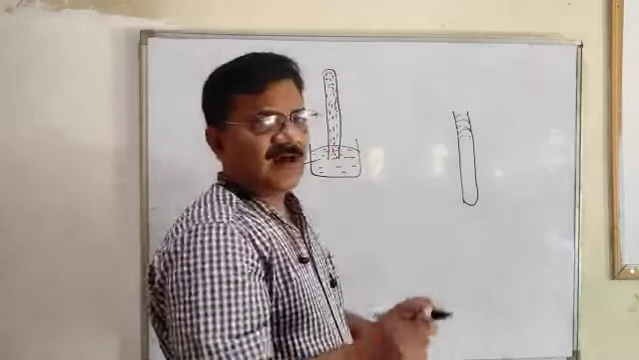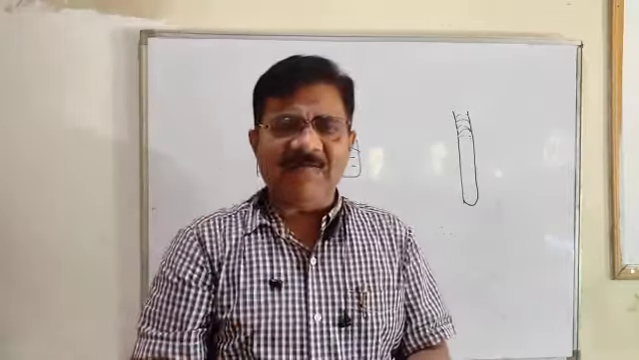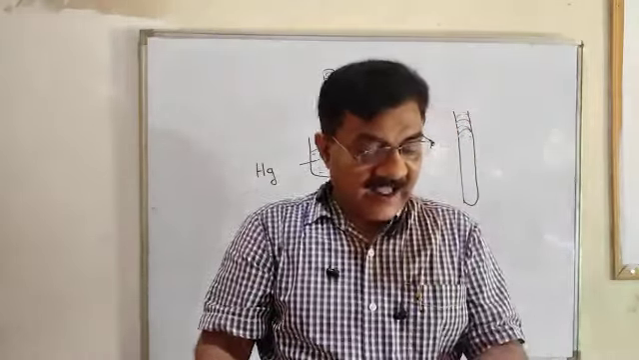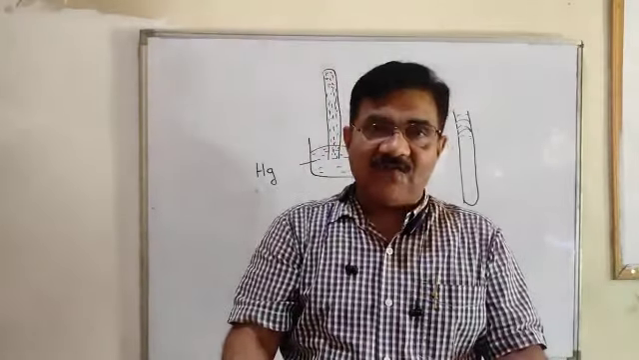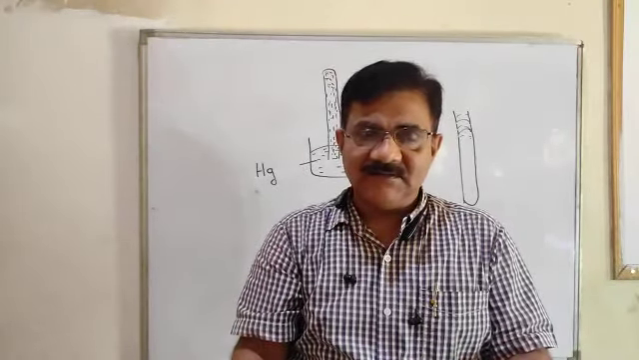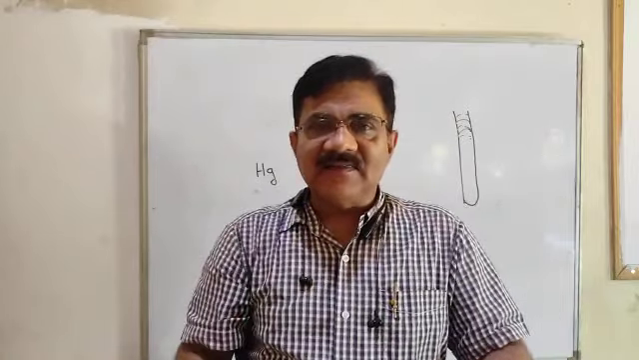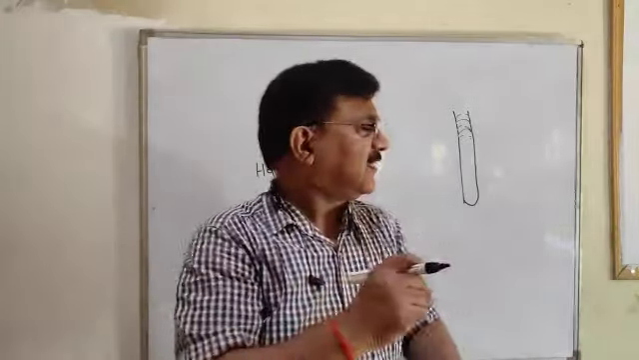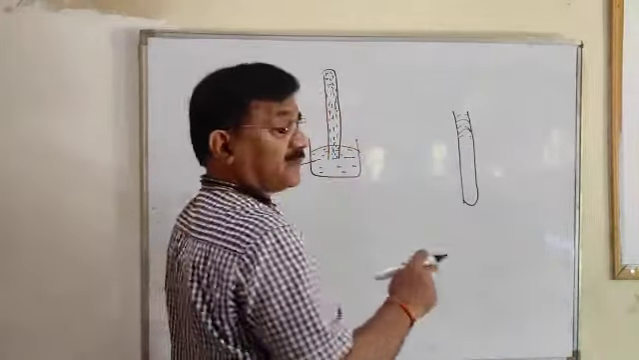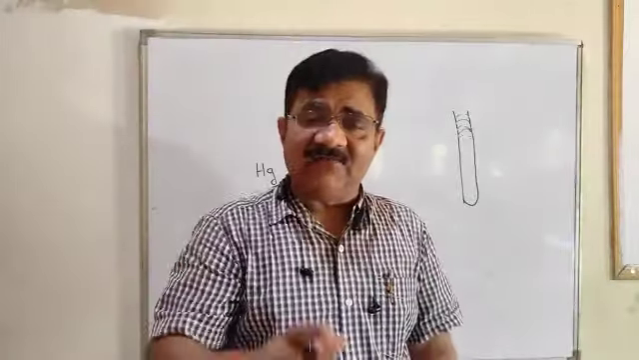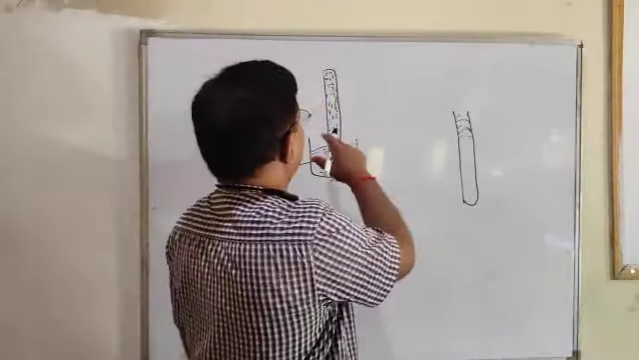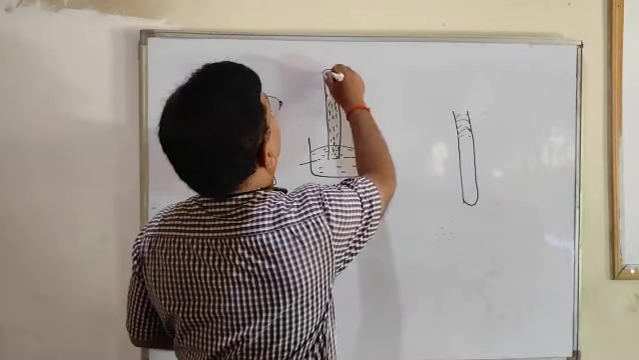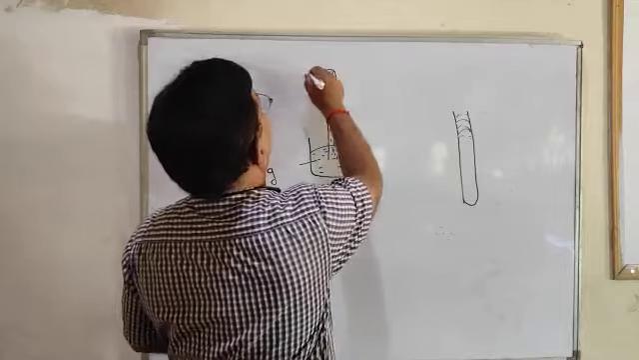Mercury is filled. Now, with the help of forceps, put some germinating seeds, peeled off, with the husk removed. Germinating seed, such as gram, chickpea, whose husk has been removed. Put some germinating seeds in this. The density of the germinating seed is less compared to the mercury, so it will come up here. The germinating seed will come here.